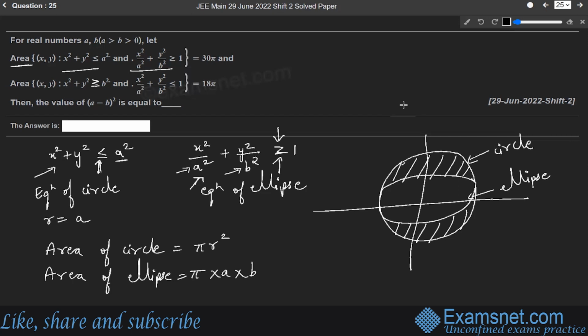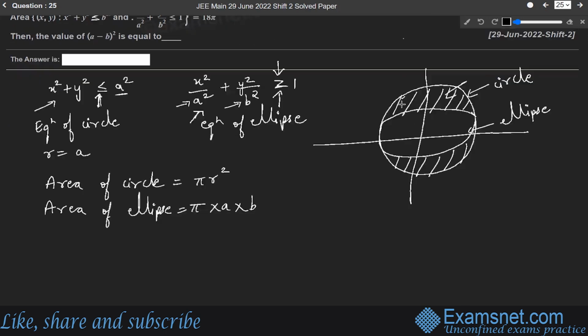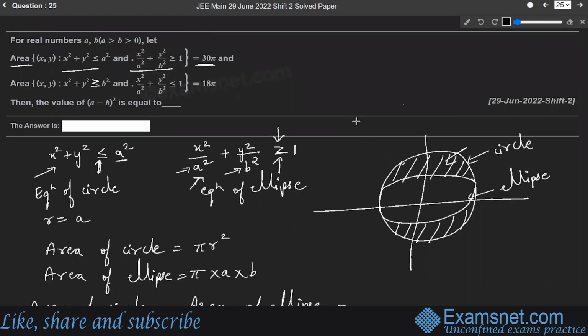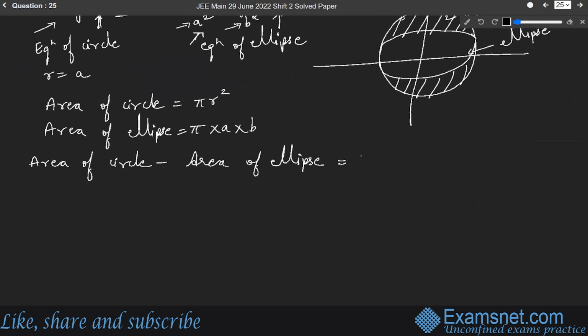Now, how can we find this region? It is very simple. Let us first find the area of this whole circle. Then subtract the area of the ellipse from it. Then the remaining portion will be the shaded region, right? So area of circle minus area of ellipse. And its value is already given to us. It is equal to 30 pi, right? So this is equal to 30 pi.